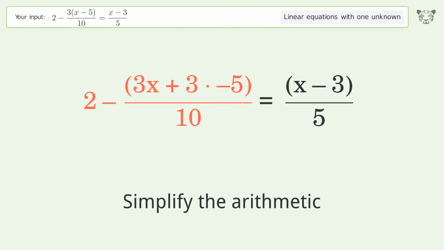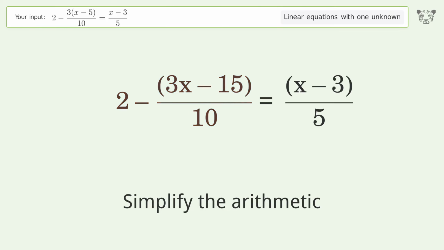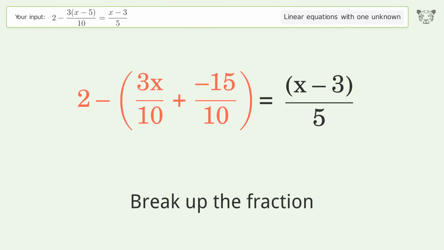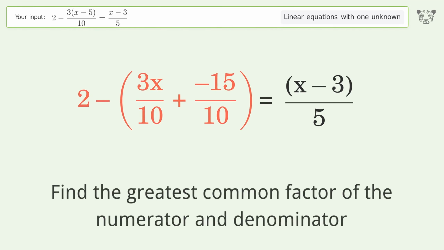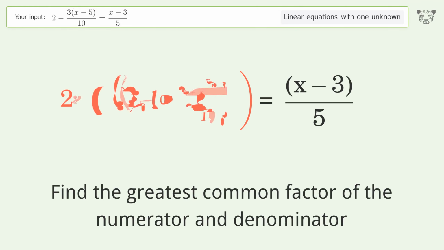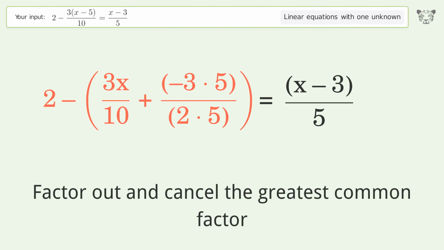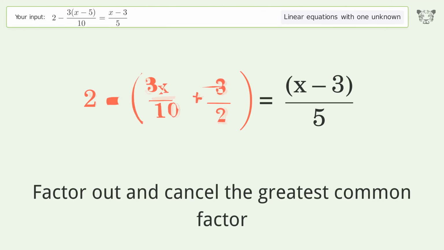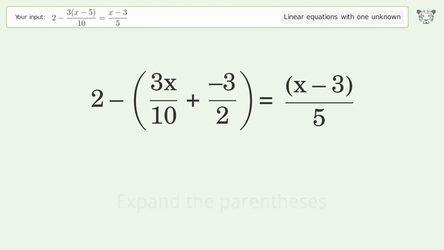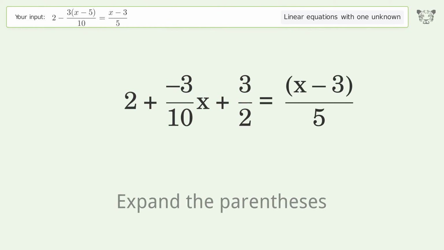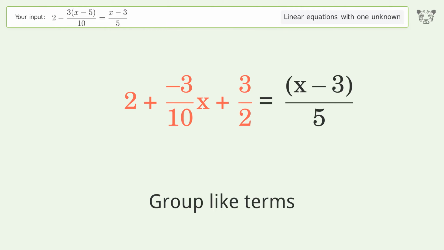Simplify the arithmetic. Break up the fraction. Find the greatest common factor of the numerator and denominator. Factor out and cancel the greatest common factor. Expand the parentheses. Group like terms.